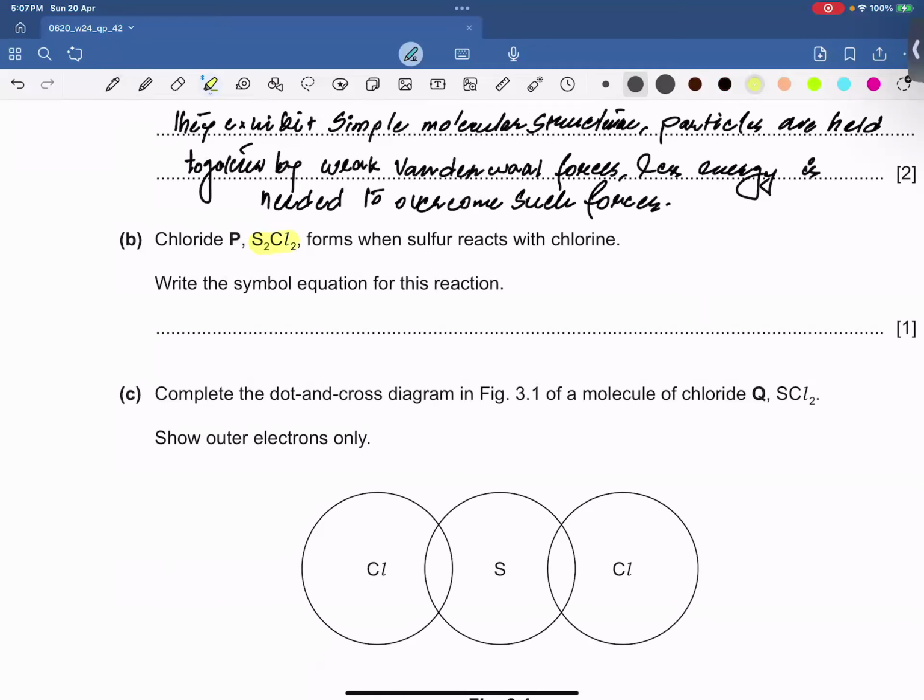Disulfur dichloride, S2Cl2, forms when sulfur reacts with chlorine. Write the equation for this reaction. Okay. When sulfur and chlorine react together, you will get S2Cl2. You can write 2 here. That's the balanced chemical equation.